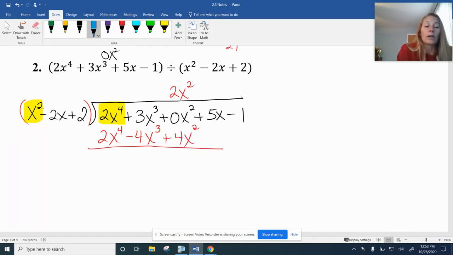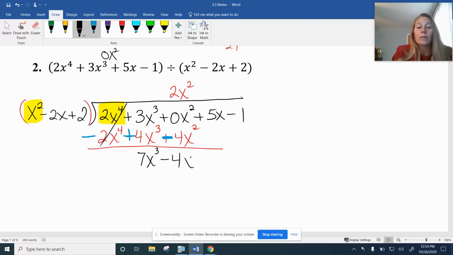Now we want to do our subtraction. Remember, you're subtracting not just the first term, but everything in this polynomial here. So this 4x that was a negative is going to become positive, and this one here will be a subtraction sign. So now what happens at this point, the first two should cancel. Then you have 3 plus 4, which is 7x cubed, like terms. And then 0 minus 4 would be negative 4x squared. And then, of course, we would carry down that next term, which is just that single x.